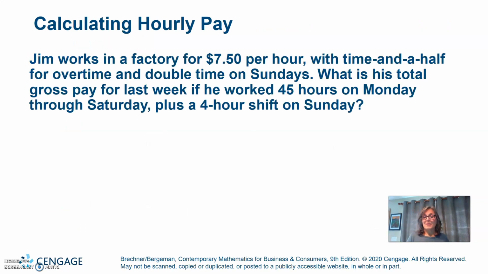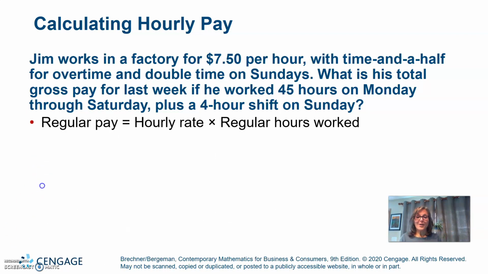So here's an example. Jimmy works in a factory for $7.50 per hour with time and a half for overtime and double time on Sundays. What is his total gross pay for the week if he worked 45 hours on Monday through Saturday plus a 4-hour shift on Sunday? All right, so you go ahead and take a hold of that, and I will stall 2 seconds to let you stop, and then I'm going to go on.